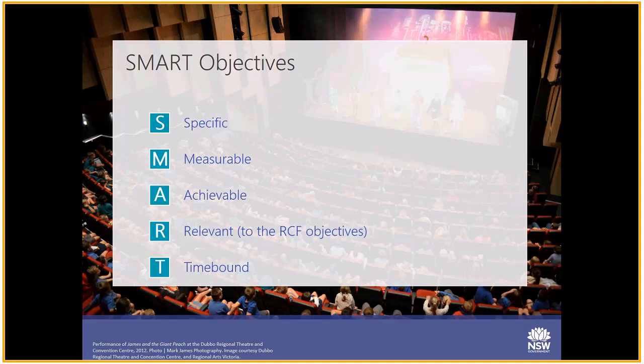T is for time-bound. Give a clear understanding of when the objective will be realistically achieved. Make sure you allow for time constraints such as end of financial year and holiday periods. And a reminder, ensure you allow extra contingency for unseen events.